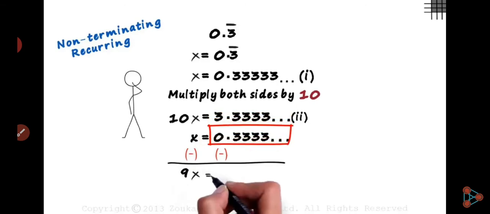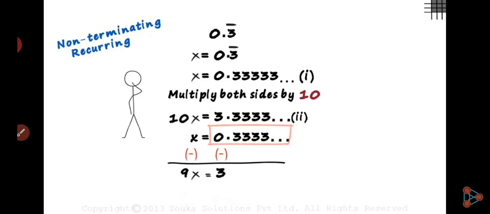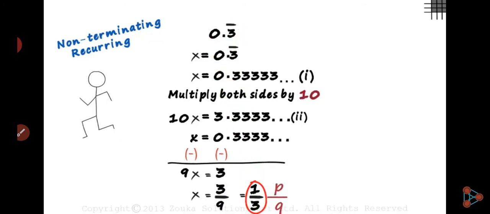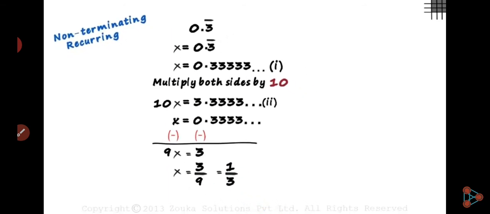9x is equal to 3 only, so what is the value of x? The 0.333 cancels out with 0.333, so x is equal to 3/9, that is 1/3. Understand? So we have converted 0.3 bar into the form of p/q. This type you have converted.